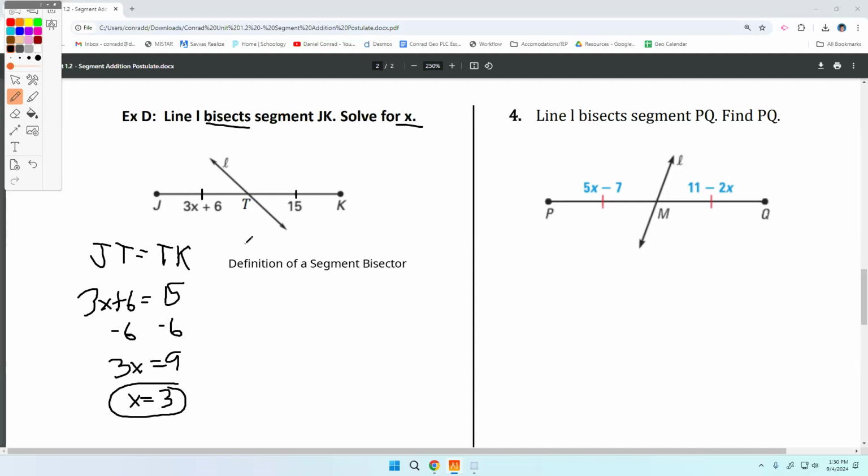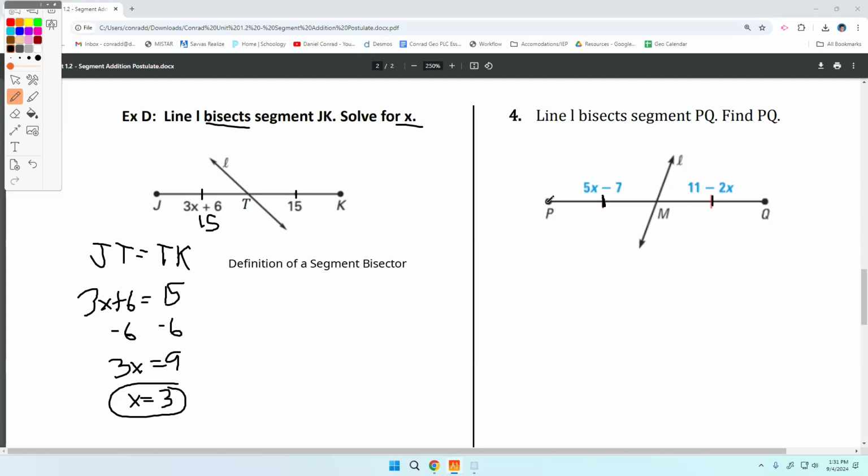If I want to check my answer, I can substitute it back in. 3 times 3 is 9. 9 plus 6 gives me 15. So we got 15 and 15. Okay, over here it says line L bisects segment PQ. So again, that means we're splitting segment PQ in half into 2 congruent pieces, 2 equal pieces.